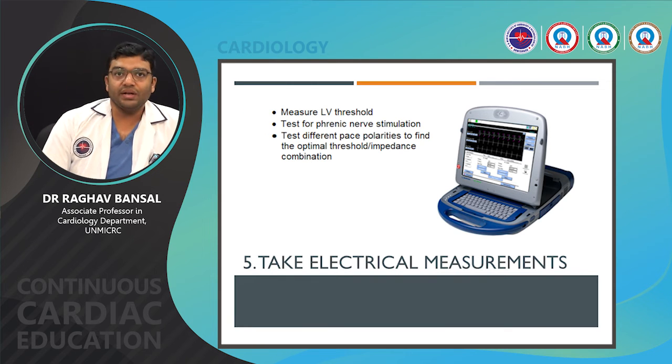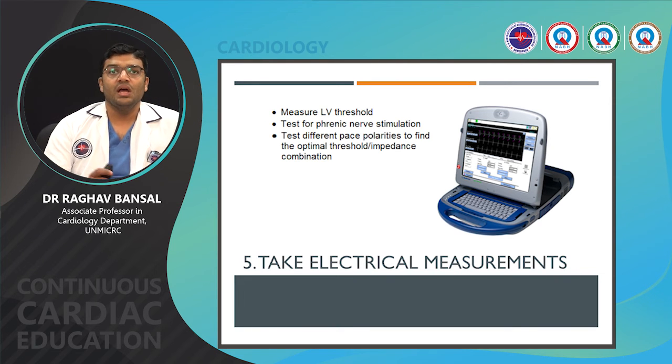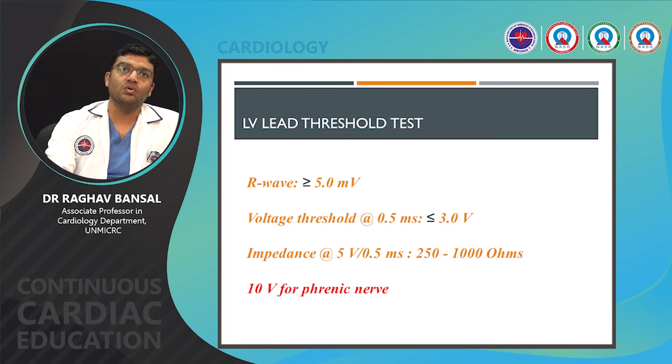So once you have implanted the lead, you have to take electrical measurements so that you know that the performance of the lead is good. You have to measure the LV threshold, you have to check for phrenic nerve stimulation, and if the LV threshold is not good, you can check for different polarities to see if you have a good LV threshold somewhere. So for checking the parameters, you should have a sensed R wave of more than 5 millivolts. You should have a voltage threshold of less than 3 volts. Anything below 3 volts is acceptable.